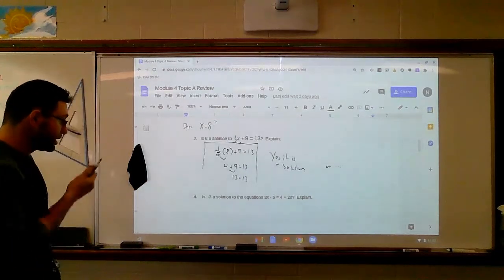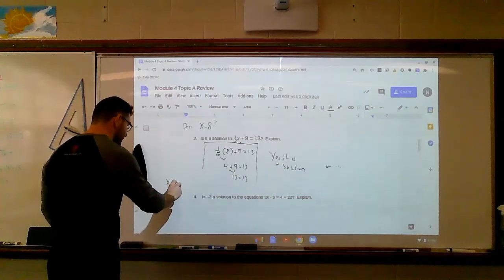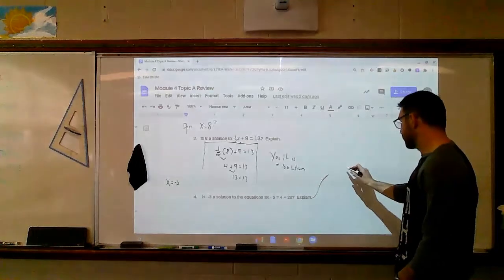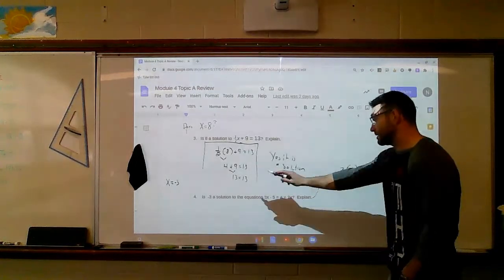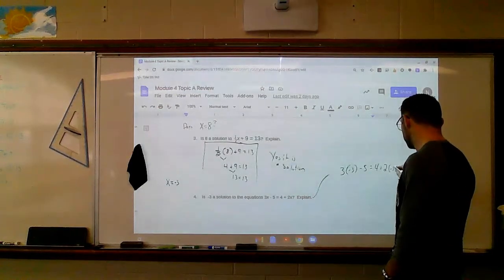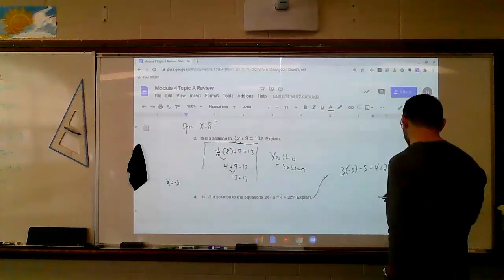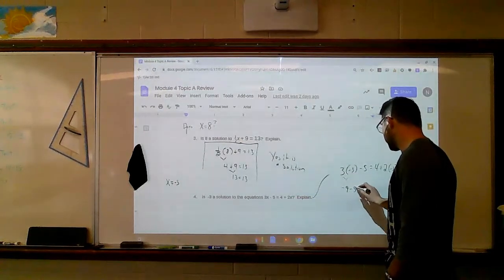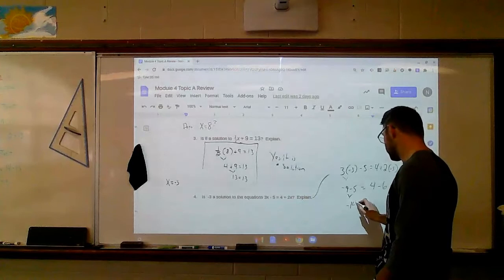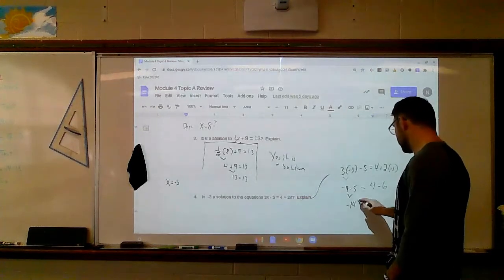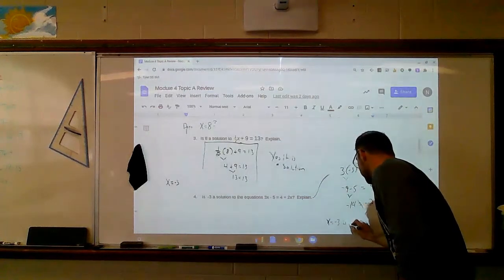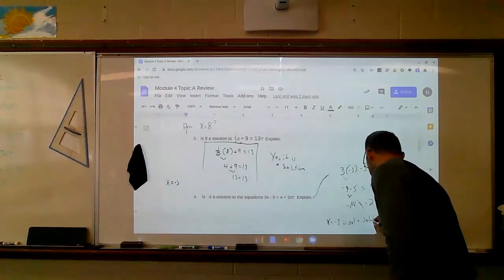Is -3 a solution to the equation? So again, that means x needs to be equal to -3. So one more time, I'm going to come over here so I have a little bit more work. And I'm going to do 3 multiplied by -3 because x is -3, minus 5 equals 4 plus 2 times -3. So show your work. 3 times -3 is -9 minus 5 equals 4 didn't get touched, minus 6. This is -14 equals -2. Those are not equal. So x equaling -3 is not a solution.